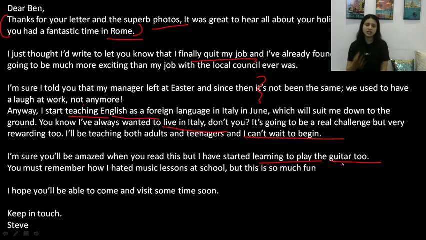It can be simple. Previous letter, you're getting married. This letter, you started to play the guitar. Then you want your friend to be able to visit him soon, or then you ask him to keep in touch, and that's all. Right? So again, it's easy, it's simple, but yes, you need continuous guidance.